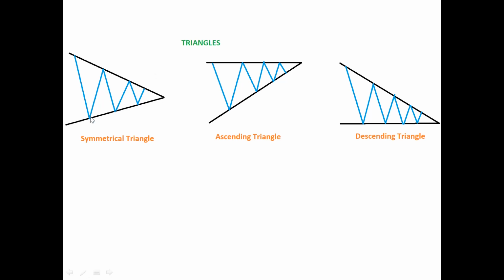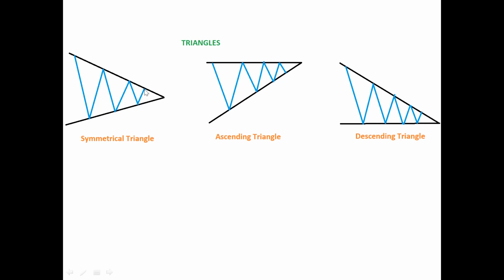In the case of this symmetrical triangle, it is formed when the price makes lower highs. You see, this is a high, then this high is lower than this high, then this high is lower than this high, this high is lower than this high. The lower highs are formed. Then you see the price is forming higher lows. This low, then we have this low which is higher than this, then we have this low which is higher than this. So there are higher lows and lower highs. So price is forming higher lows and lower highs. Thus we get a triangle called a symmetrical triangle.